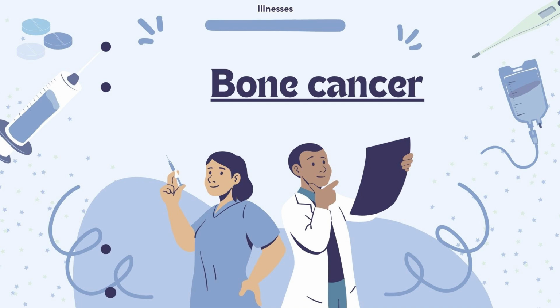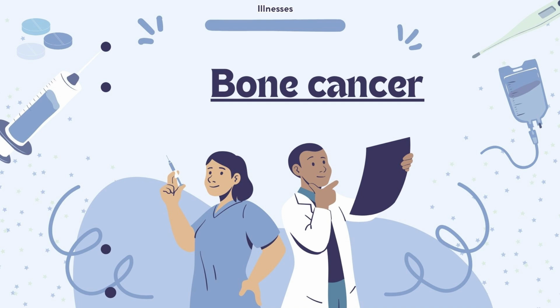Stages of bone cancer. Bone cancer is staged based on tumor size, spread, and grade. 1. Stage I. Low-grade cancer confined to the bone. 2. Stage II. High-grade cancer confined to the bone. 3. Stage III. Cancer is present in multiple locations within the same bone. 4. Stage IV. Cancer has spread, metastasized, to other parts of the body, such as the lungs or other bones.